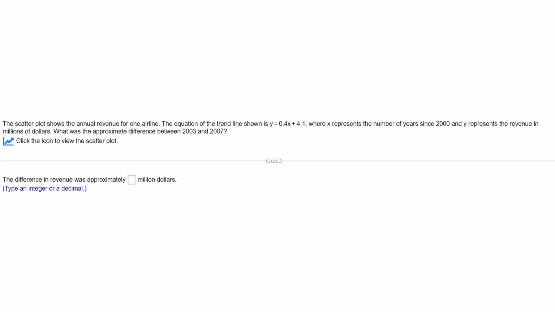Number 2, it says the scatter plot shows the annual revenue for one airline. The equation of the trend line shown is y equals 0.4x plus 4.1, where x represents the number of years since 2000 and y represents the revenue in millions of dollars. What was the approximate difference between 2003 and 2007? Now, you don't even have to click on the graph to solve this problem.